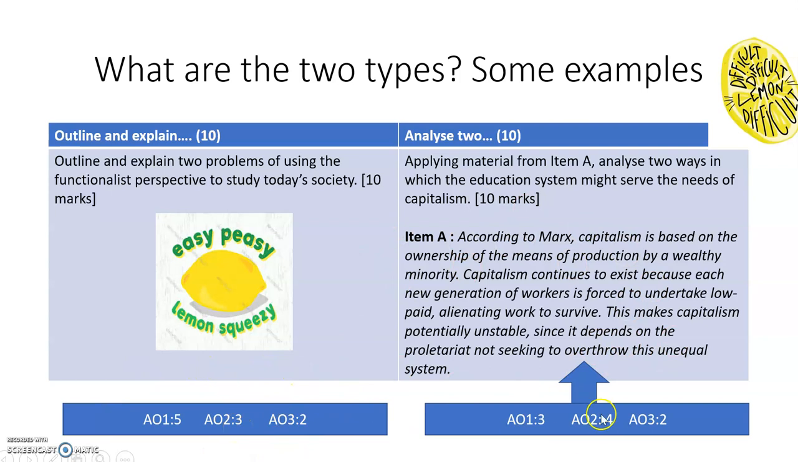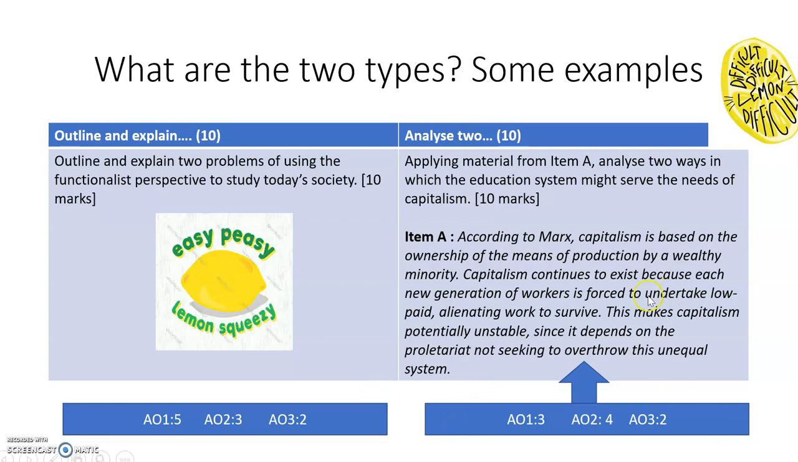But here you can see there are loads of marks for AO2. Now AO2 partly comes from the use of the item. AO2 can also come from application of key terms and key researchers as well. But the focus really is on AO2 there in comparison. So you do need to make sure that you are using that as part of your question.